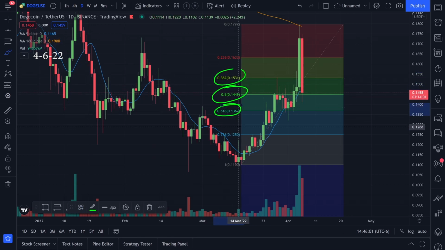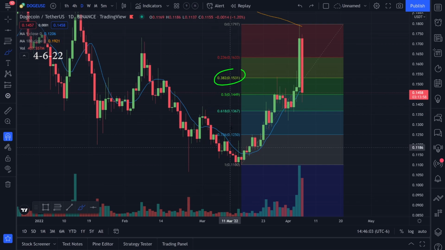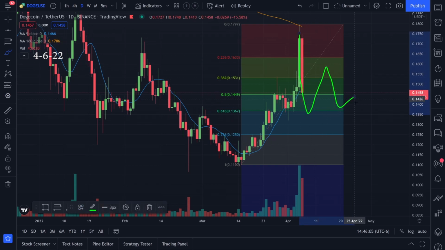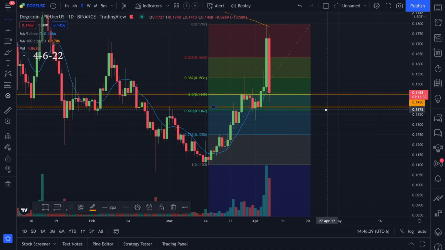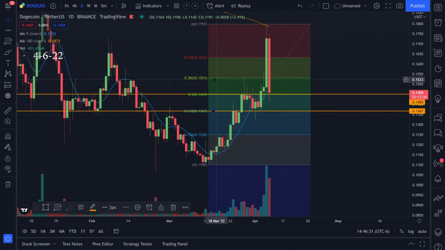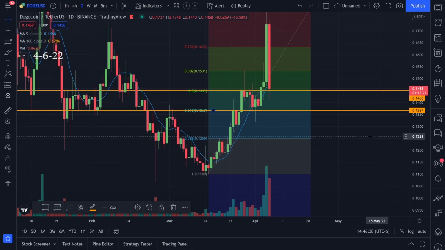You could even watch the 61 and the 78. It really just depends on how far you think it's going to go down to. We already came through and went past the 38% level sitting at .153. So the next one is the 50% level at .1449. Let's go ahead and draw an orange horizontal line, something like this, and possibly even at the 61% level since we already crashed through that 38% level. The 61% level is sitting at around .136. It kind of lines up with this previous support right here.